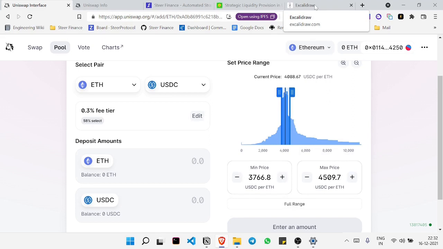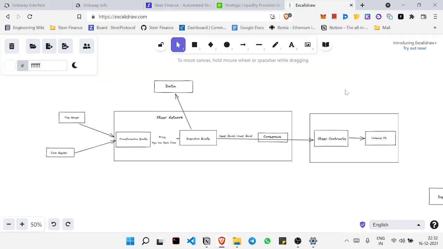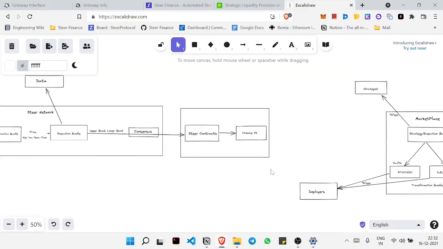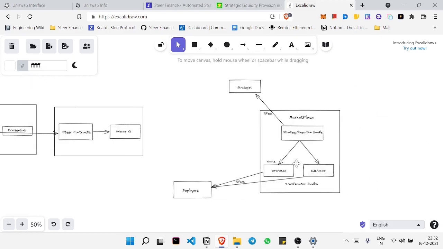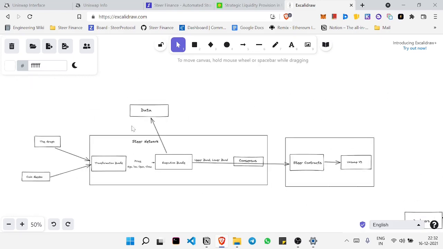Now let's just look at how a strategy works in the Stio protocol. So the protocol consists of two components, which are the marketplace and the Stio network.